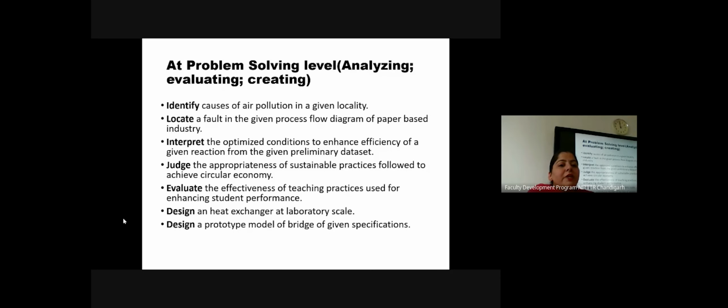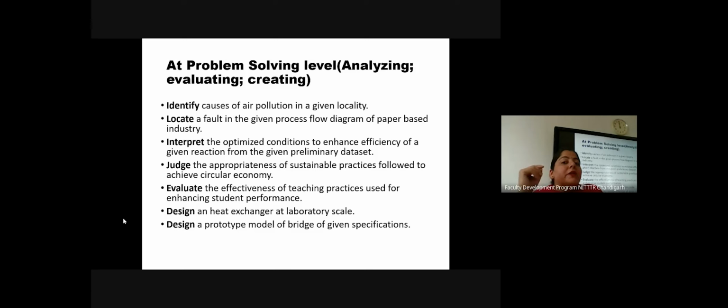At problem solving level, there can be many problems given to the student. Identify causes of air pollution in a given locality. So they need to collect data from the municipal corporation first. They need to evaluate the data, map that data with the reports of IMD of that particular region. Only then do they come to the conclusion of what the major causes of air pollution in a given locality are.